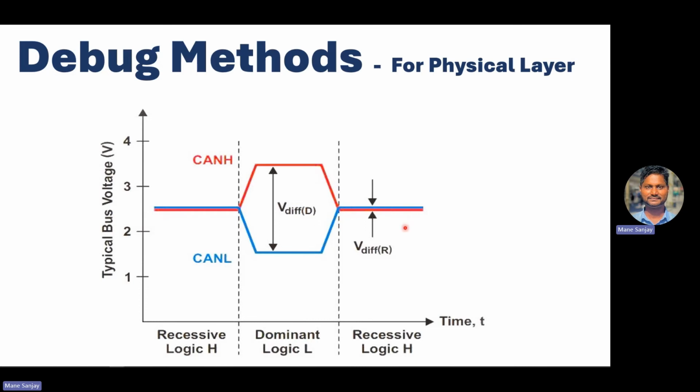These are the common debugging methods used for the physical layer. If you find the voltage levels are perfect and the resistance is around 60 ohm, between 57 and 63, that is okay. That means your network is okay. And if there is still some communication error, then you need to check the baud rate. You need to check for the errors, what errors are present, with the help of different tools like CANalyzer or Vehicle Spy. That's a different topic. But when it comes to physical layer debugging, mostly we check the voltage as well as the resistance.